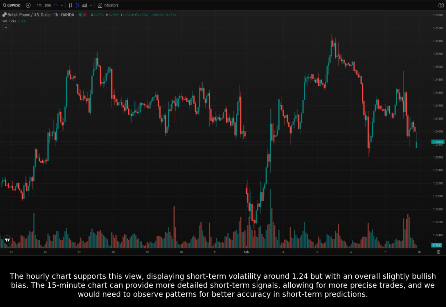The hourly chart supports this view, displaying short-term volatility around 1.24 but with an overall slightly bullish bias. The 15-minute chart can provide more detailed short-term signals, allowing for more precise trades, and we would need to observe patterns for better accuracy in short-term predictions.